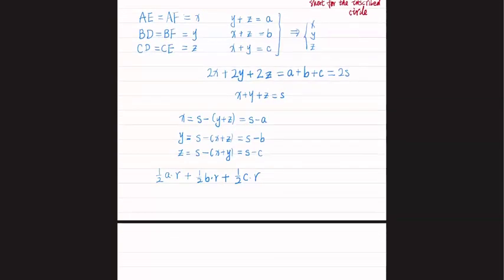Now what's the area of the big triangle? There's a formula for that, the Heron formula. What's the Heron formula? S equals half of the perimeter, and the area equals the square root of S times S minus A times S minus B times S minus C.